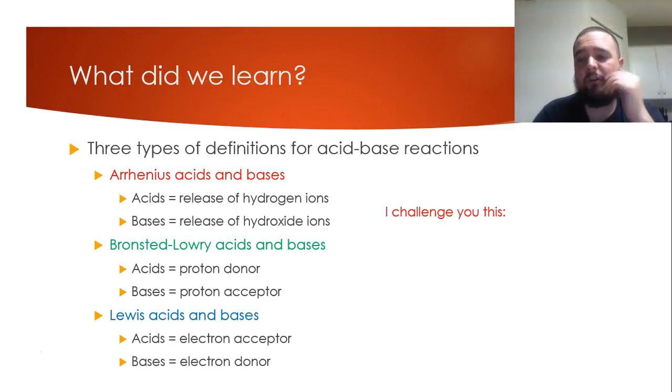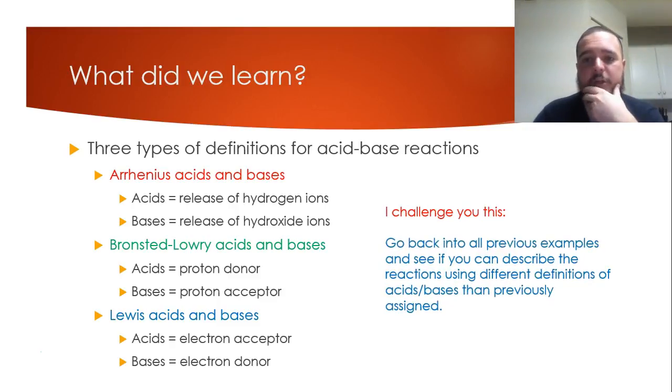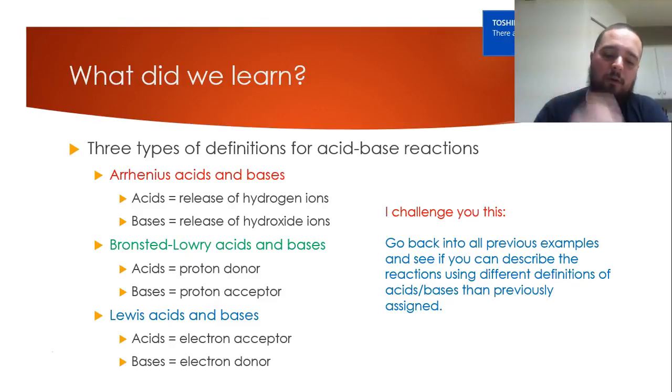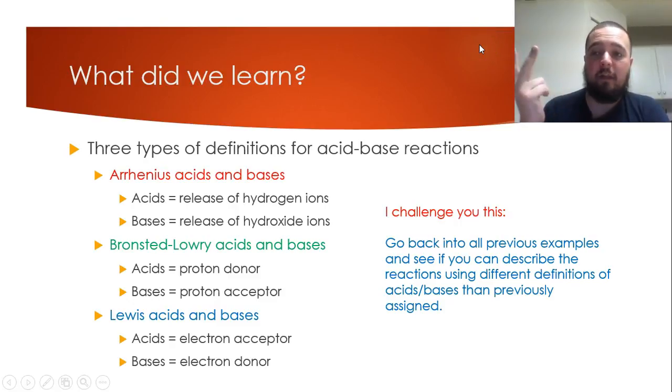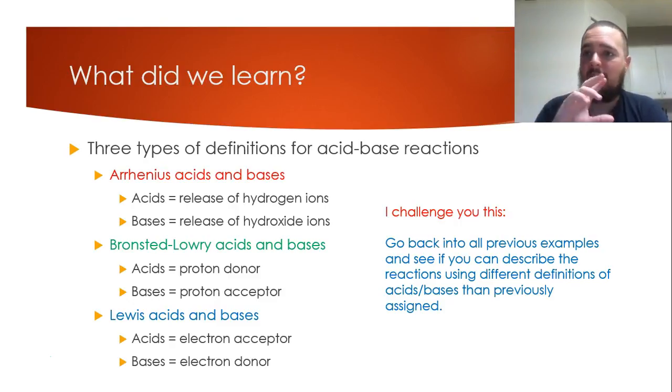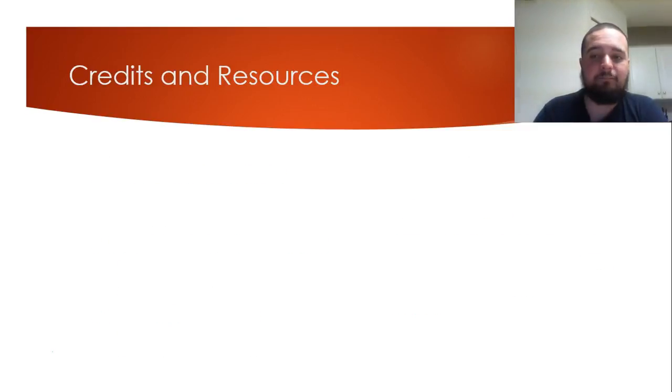So what I want you to do is I challenge you to get more practice. I want you guys to go back to all the previous examples in this lecture and try to see if you can define different reactions with different definitions and different mechanisms. So if you go to the Arrhenius part of the lecture, I want you to describe those examples with Bronsted-Lowry and Lewis acids and bases if you possibly can, and vice versa throughout the lecture. It's not going to be graded or anything like that. I just want to promote a little bit more motivation and to start thinking a little bit more critically like a scientist and just get a little bit more practice in.